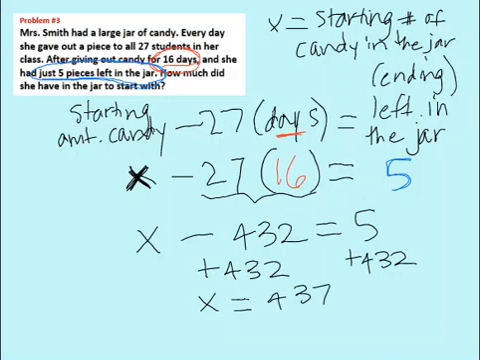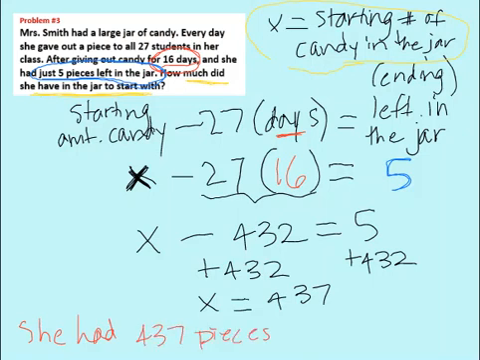437. And so I know, what do we see here? X, starting amount of candy in the jar. Question is, how much did she have in the jar to start with? So I know that's my answer. She had 437 pieces in the jar at the start, or at the beginning.